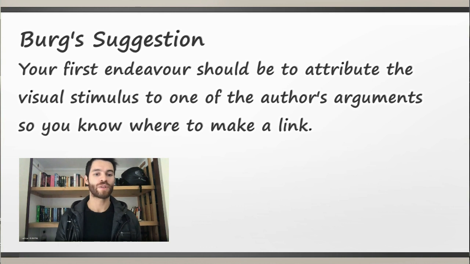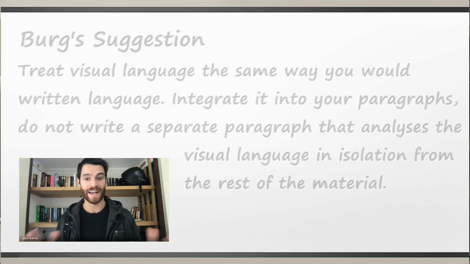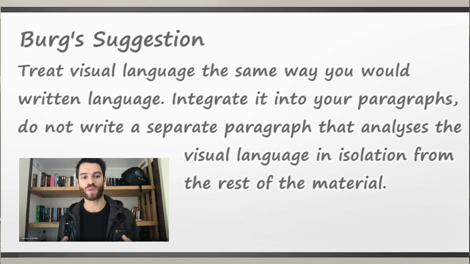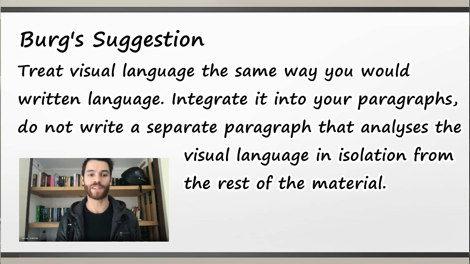So, like with written language, the one thing that you need to do before you analyze a piece of visual language is identify the argument that you will be attributing it to. Now, whether it's written or visual, it's all under the umbrella term of persuasive devices. So in an ideal world, or at least what my opinion is, which is not absolute, by the way, is that visual language should be treated like a persuasive device. Now, this means that it should be part of an analysis on an argument. It should not entail its own separate paragraph. Now, having said that, you can still do that.